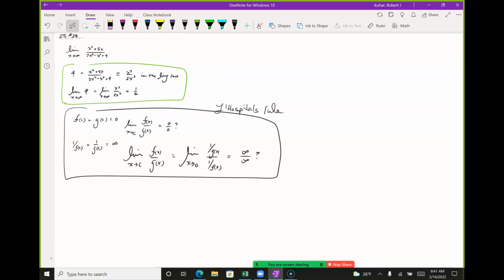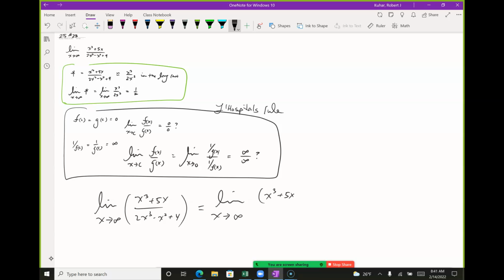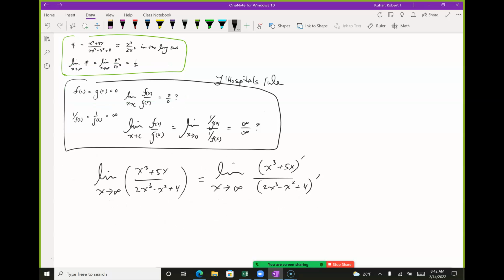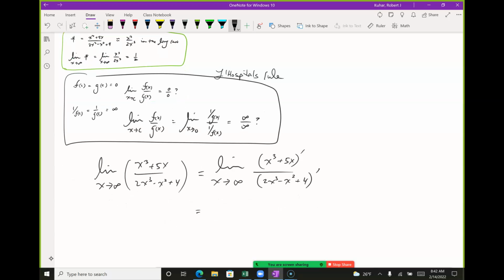So let's go back to this original limit now. The limit as x goes to infinity of x cubed plus 5x over 2x cubed minus x squared plus 4 is the limit as x goes to infinity of the derivative of the top over the derivative of the bottom function. Are you with me? So infinity over infinity is another version of L'Hopital's rule.